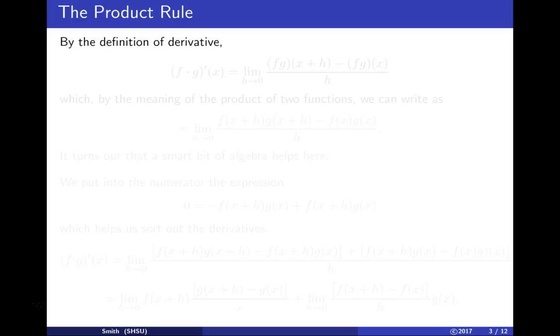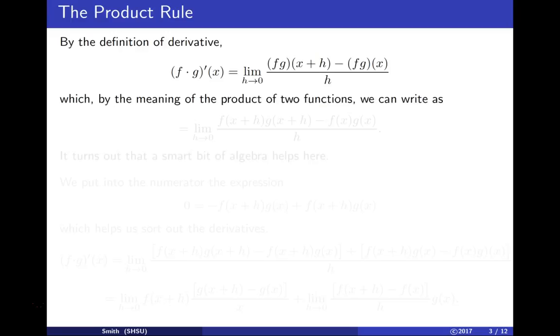By the definition, the derivative of a product is going to be this limit. It's fg evaluated at x plus h minus fg evaluated at x, which by the meaning of the product of two functions is really this. fg at x plus h is the same as f at x plus h times g at x plus h. So I get these two terms here. And then fg at x is f of x times g of x. So we're involving this product.